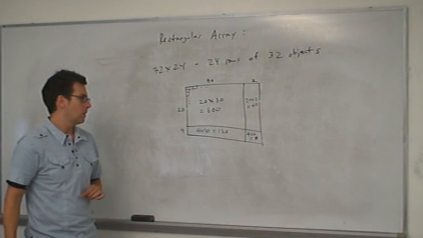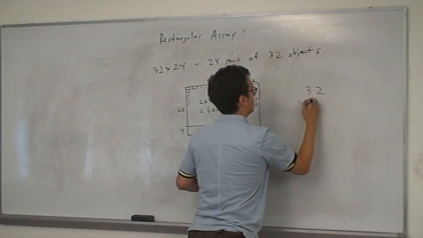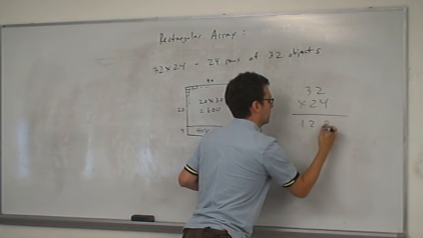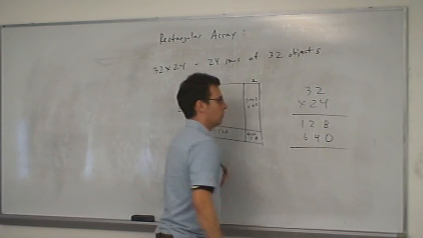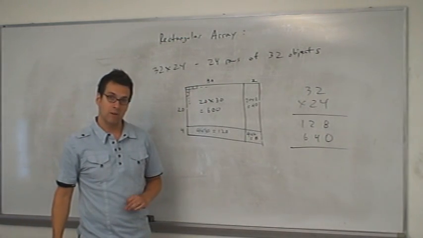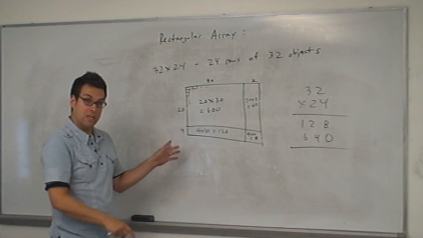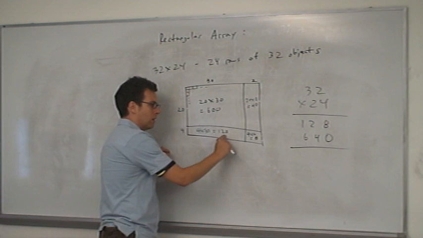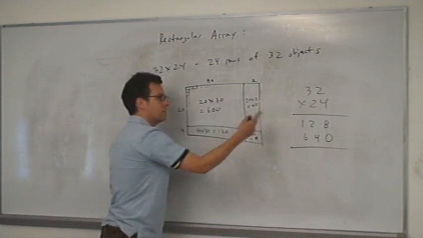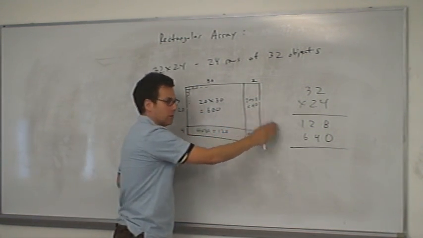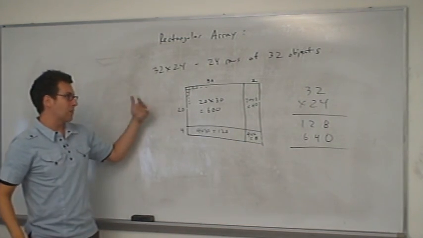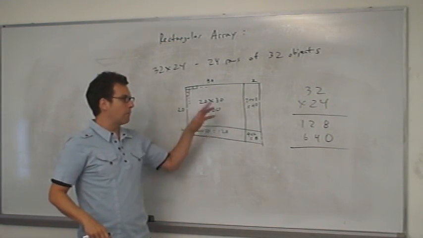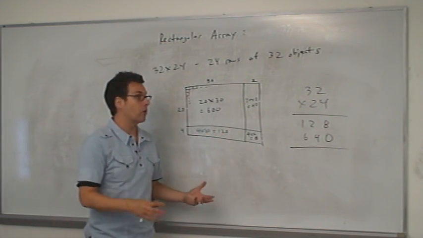Now, recall how we did this with the distributive property a second ago. Our partial products were 128 and 640. On the array, you can see where that 128 and the 640 came from, right? The 128 comes from the 120 plus 8. There's our 128. The 640 comes from our 600 plus 40. There's our 640. So this rectangular array can give us a nice way to visually represent the partial products that occur in any multiplication problem.